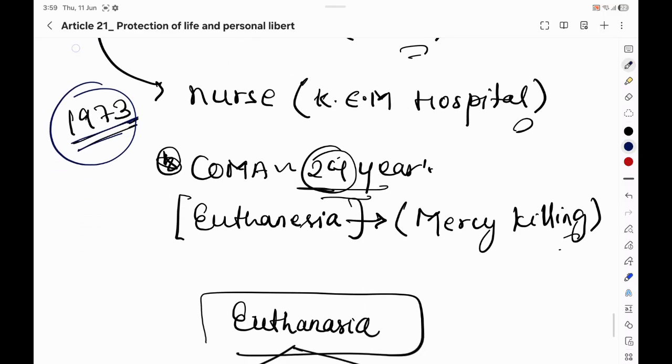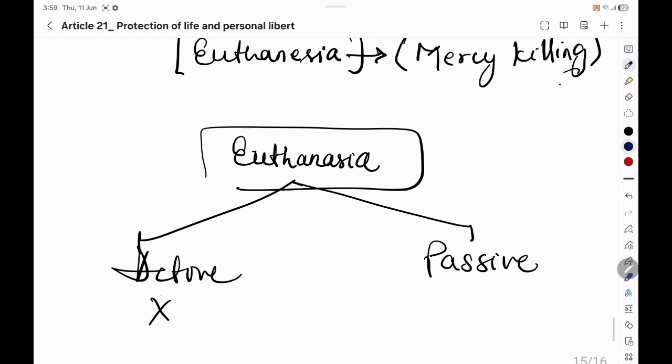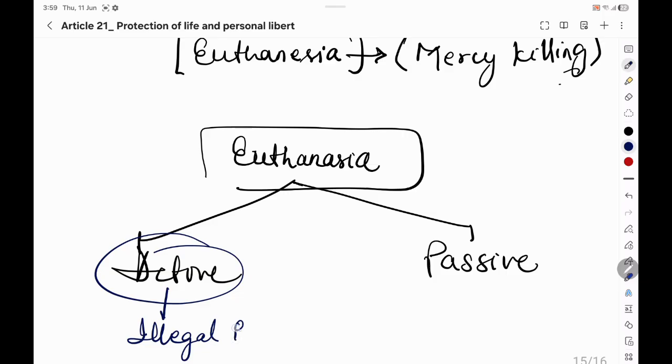euthanasia is not permitted. The active euthanasia is not permitted. Okay, it is illegal in India. A doctor cannot intentionally end a person's life through a positive act. Okay.